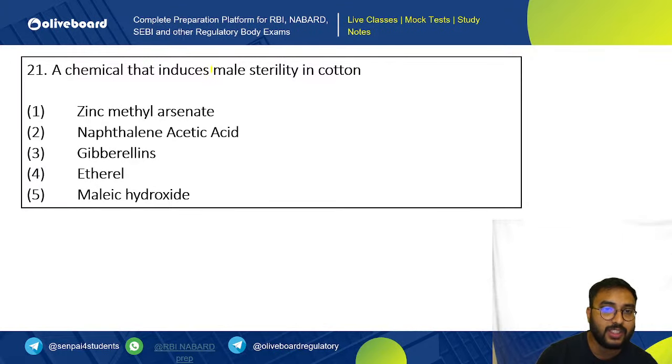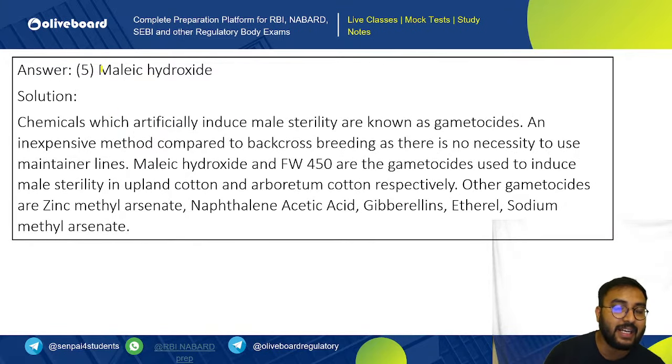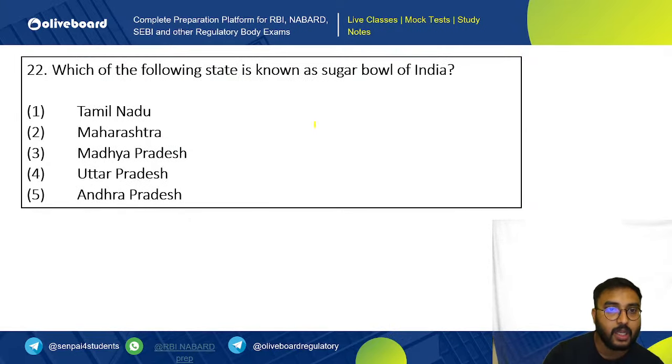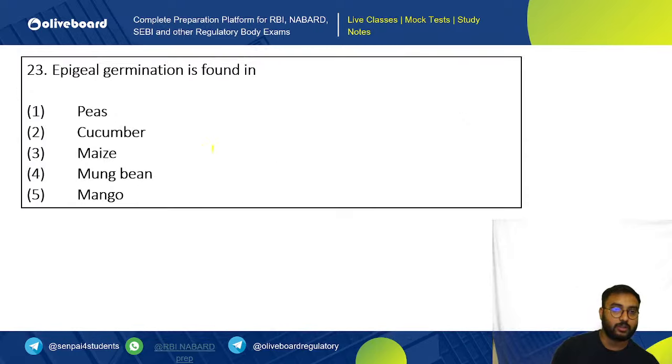Chemical that induces male sterility in cotton is called as what? Zinc methyl arsenate, naphthalenic acetic acid, gibberellins, ethereal and malic hydroxide. The answer is malic hydroxide, which results in male sterility. Which of the following state is known as sugar bowl of India? The answer is very simple, Uttar Pradesh.